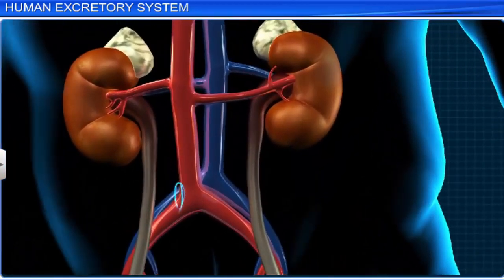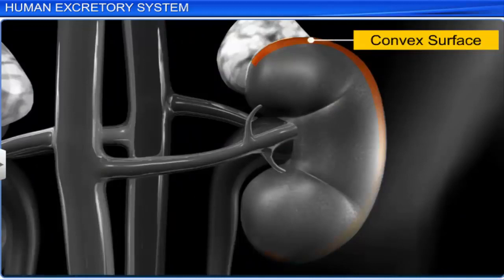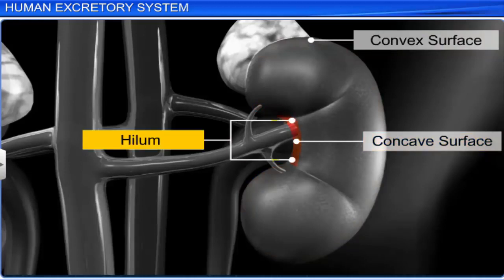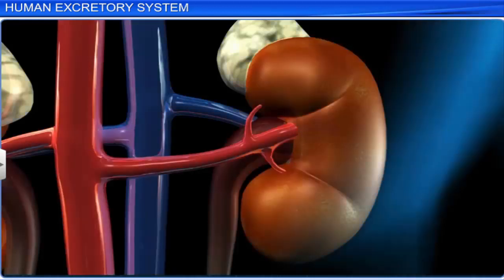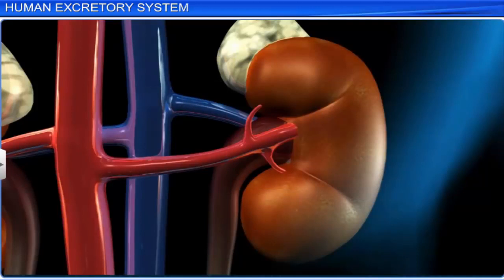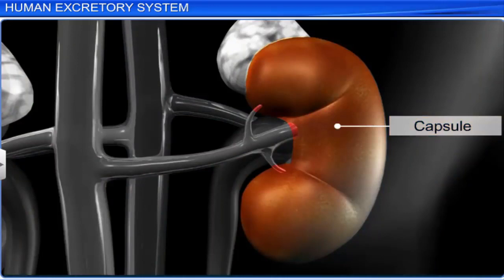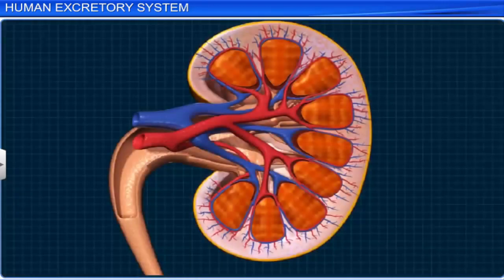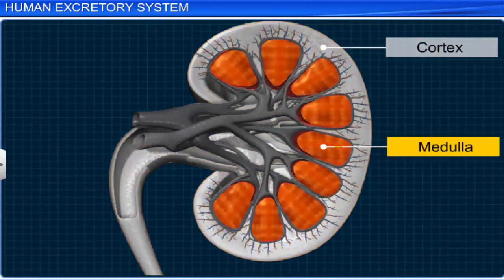The kidneys have an outer convex surface and an indentation or a notch on the inner concave surface called the hilum, through which blood vessels, nerves, and the ureters pass. The kidney has a tough, fibrous outer layer called a capsule, and its longitudinal section shows that its inside is differentiated into two main regions, an outer cortex and an inner medulla.